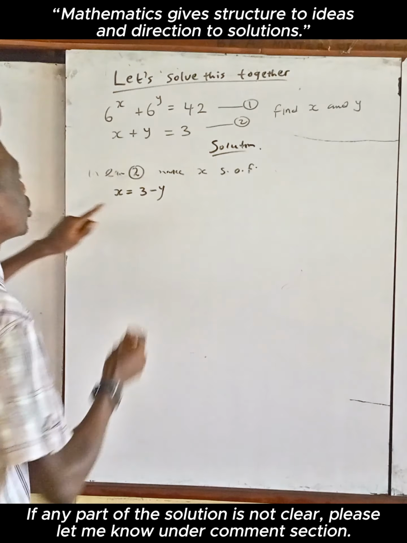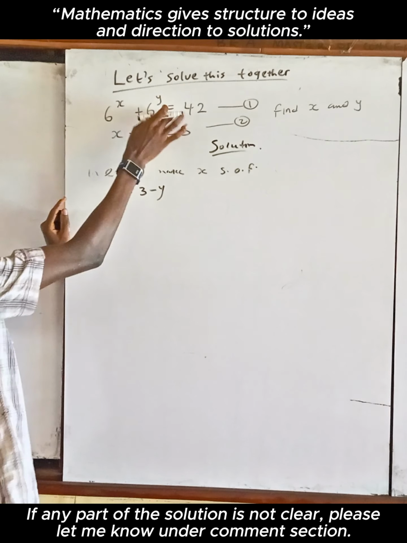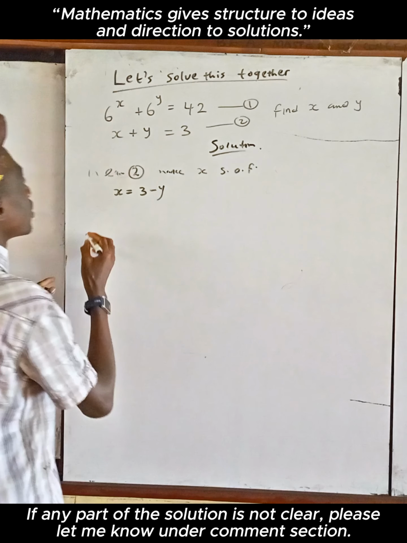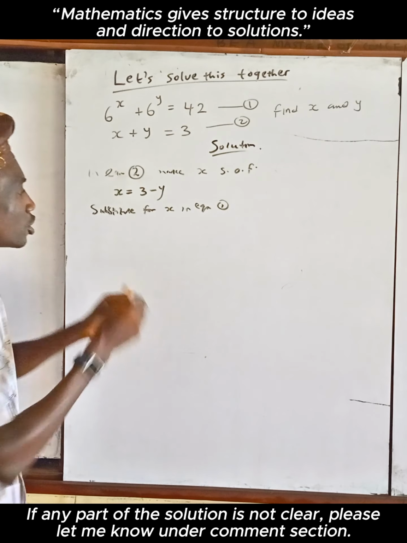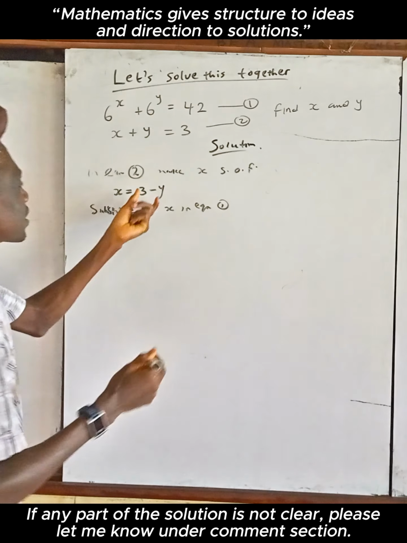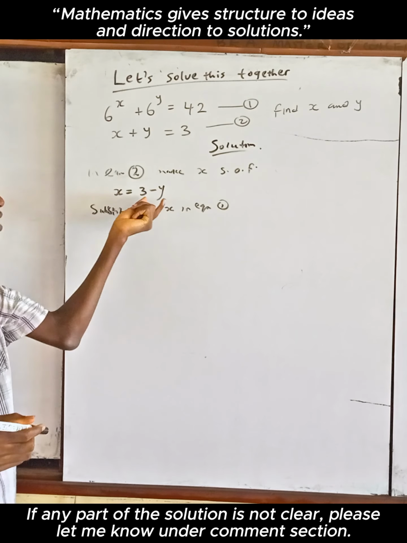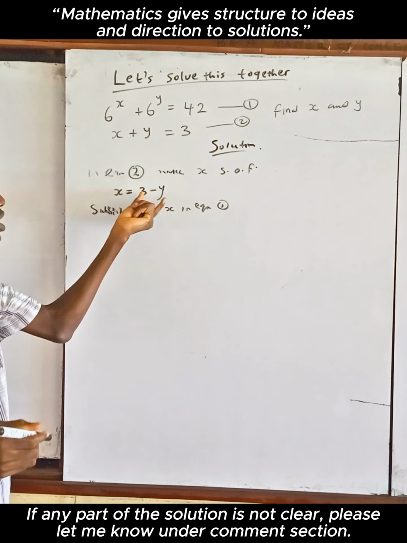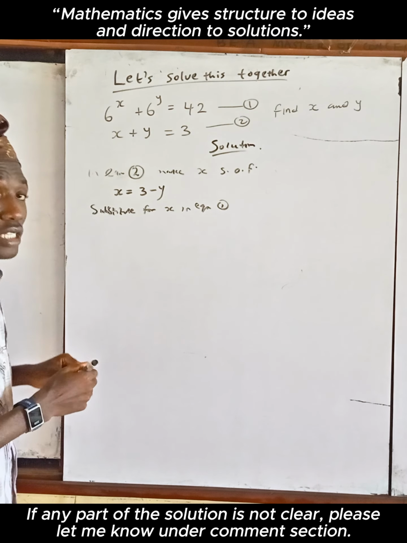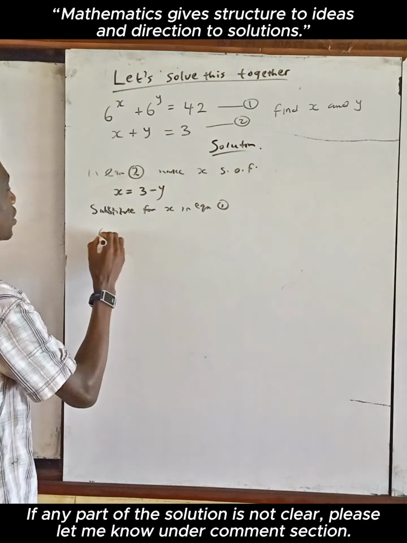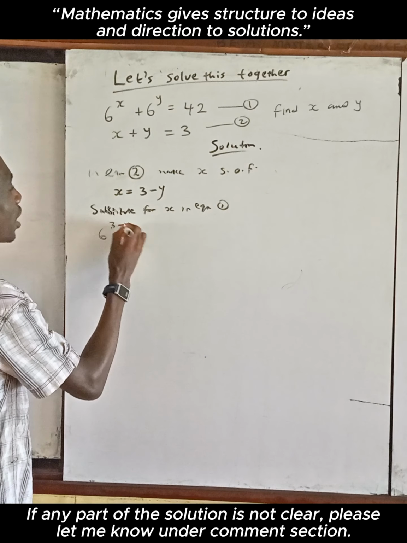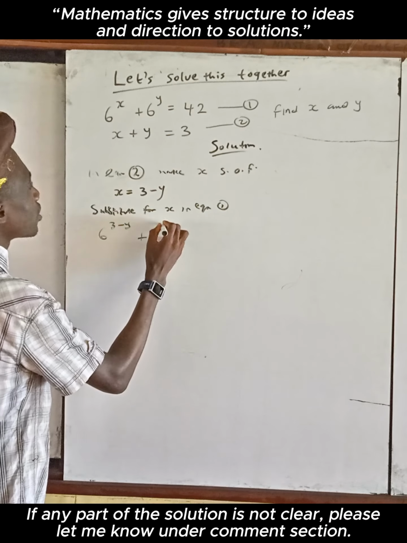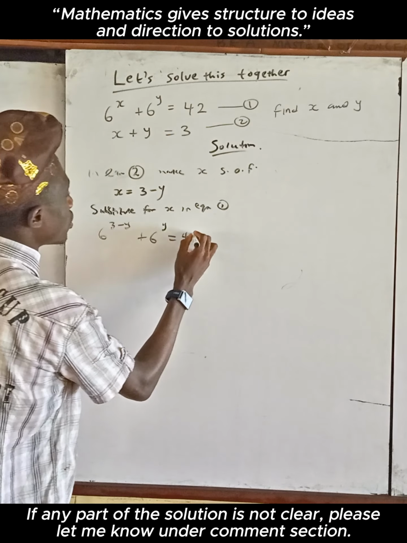Now if we make x the subject of the formula, we are going to have 3 minus y. So from this place, substitute this value into this given expression, that is our equation 1. Substitution simply means we are going to put this value, x is equal to a certain expression, in place of x in our equation 1. So we have 6, and this is x. We are going to have 6 raised to the power 3 minus y, plus 6 raised to the power y, is equal to 42.